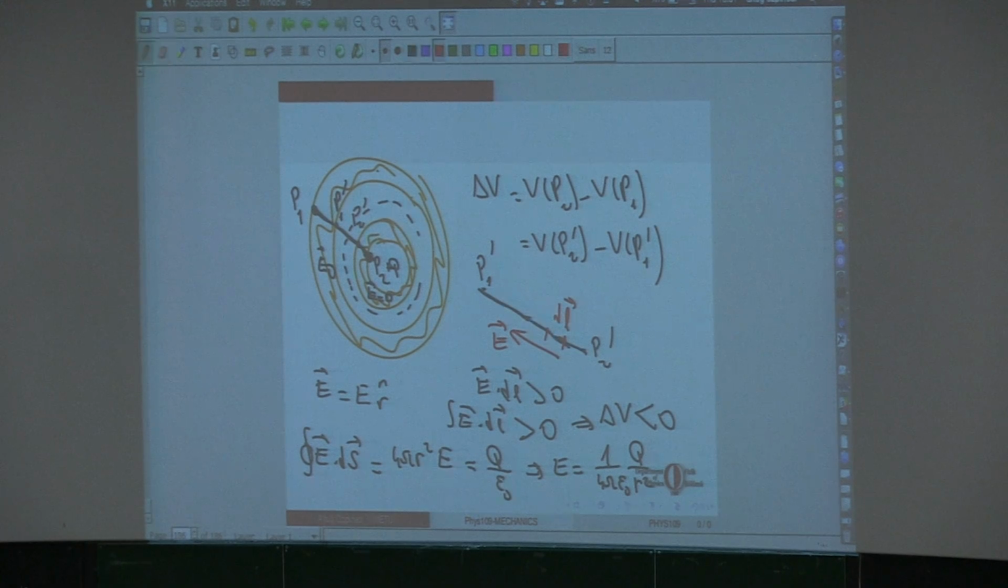My dl is pointing from outer surface to the inner surface, whereas the electric field is in the opposite direction. So E dot dl is negative. This is less than 0. Delta V is larger than 0.